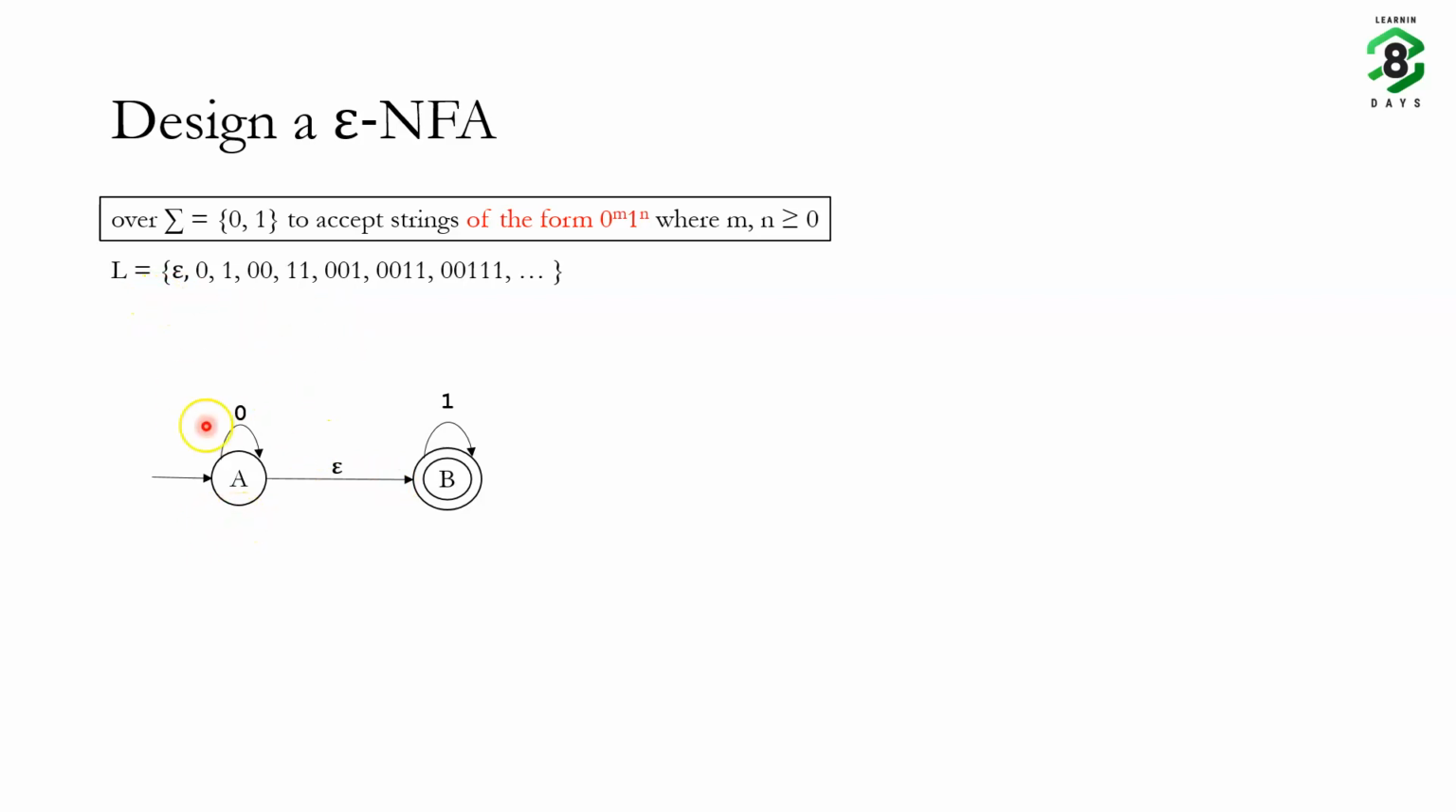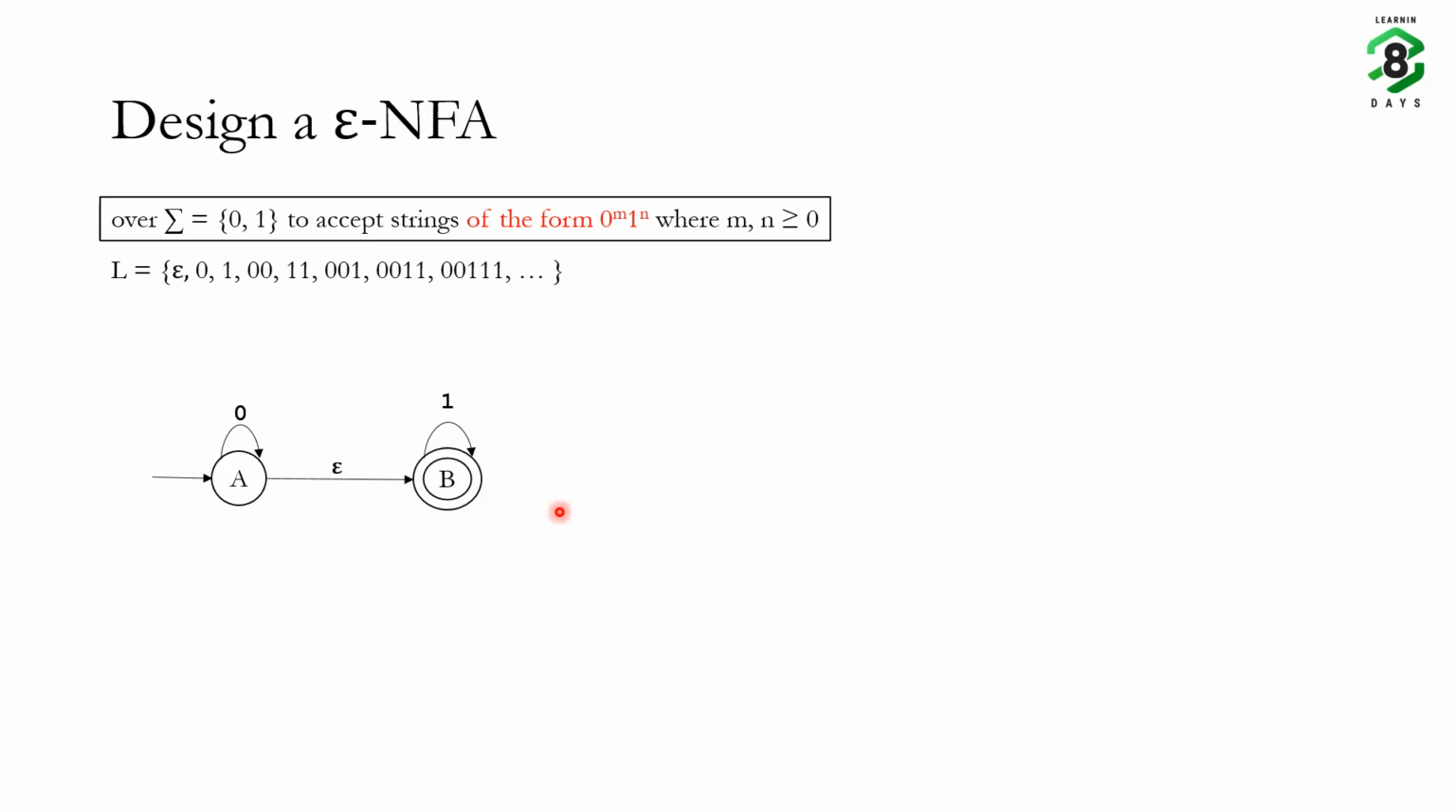Now, will the machine accept a number of zeros? Yes. If you get 0 in state A, as long as we are in state A, we are going to remain in state A, and then we can finally make an epsilon transition to state B, which is the final state, and it will still accept those strings. Will it accept only 1s? Yes, because we are in the initial state, and then we can make an epsilon transition to state B, then we can receive a 1 and remain there. So it will accept that. So basically it will accept all the strings of the form 0 to the power m, 1 to the power n. So basically that tells you that the design of Epsilon NFA is much simpler than the design of the DFA that we just saw.